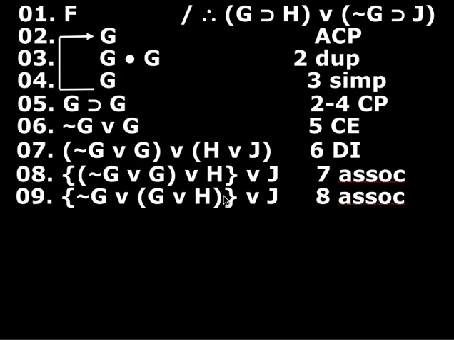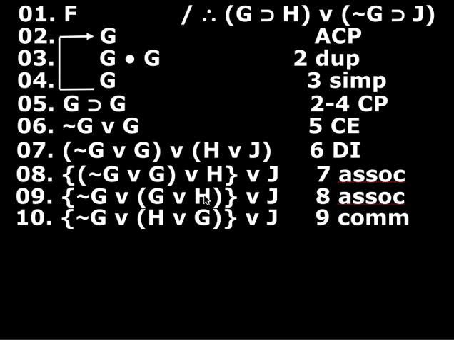Boom. Okay. Now, I'm going to commute. I'm going to just take this disjunction and flip the order of disjuncts. I'm going to move the H to the left, G to the right. Everything else stays the same. Okay, so now I've got things in the right order. I've got a G, an H, a G, and a J. G, H, G, J. Now what I'm going to do is associate them correctly and then turn everything back into a conditional and hope that it works out. Hope that I get the right negations in the right place, and it will work out.